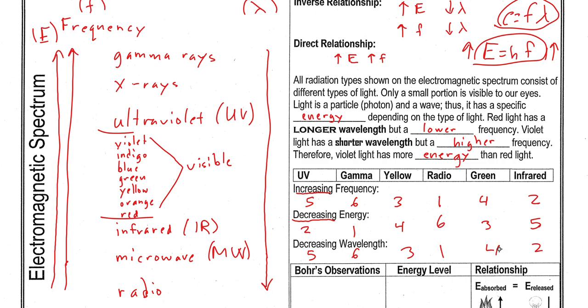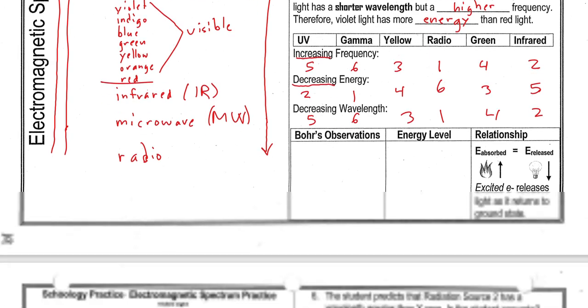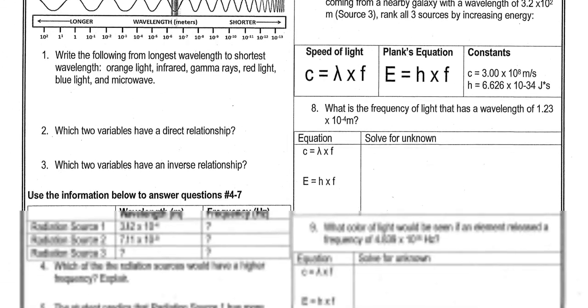The decreasing wavelength should be the same as the increasing frequency, because wavelength and frequency are inversely proportional to each other. So that's why that works. That was newish, and so we needed to cover that.